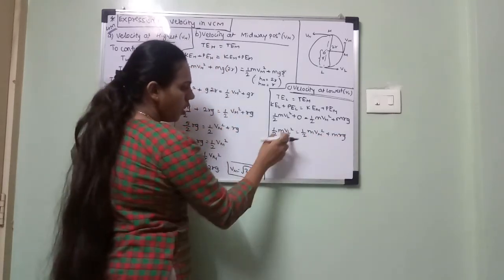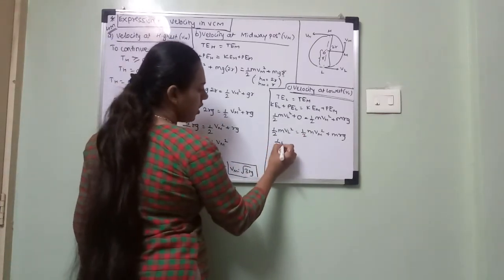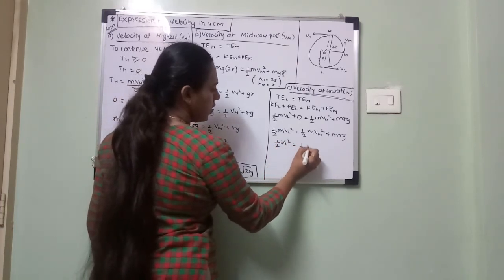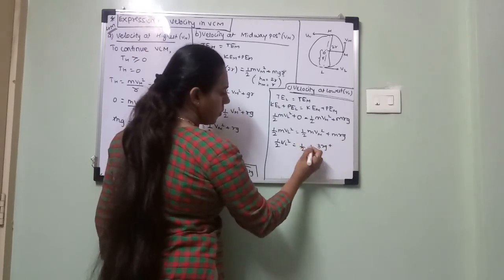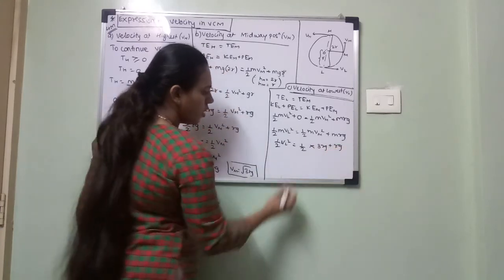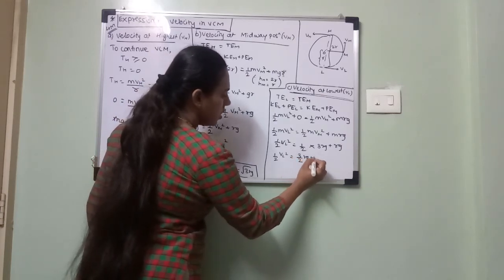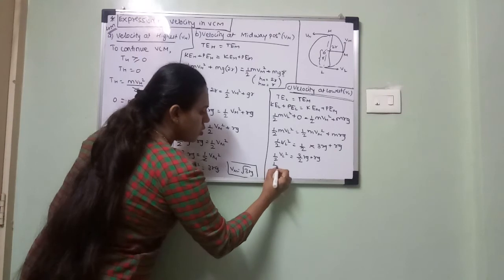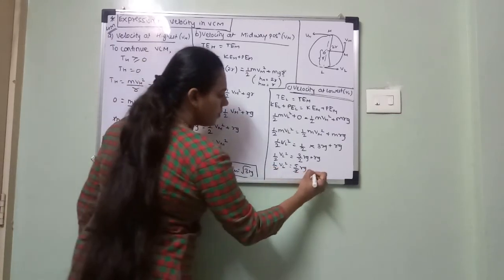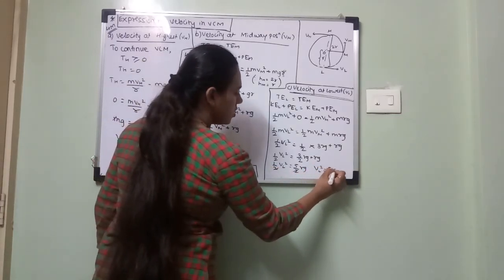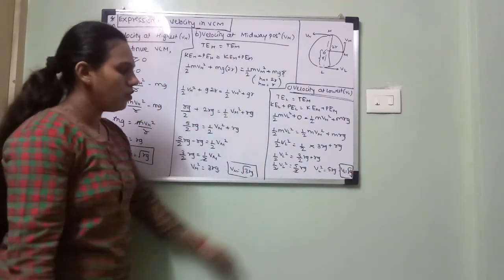Again m will get cancelled throughout. In place of vm square you can substitute 3rg. So half vl square is equal to half into 3rg plus rg. So what value will you get? Half vl square is equal to 3 by 2 rg plus rg, 5 by 2 rg. So half vl square is equal to 5 by 2 rg, right? 2 will get cancelled out. So vl square is 5 rg. So therefore VL is under root of 5 rg. So we get the value of VL as under root 5 rg.